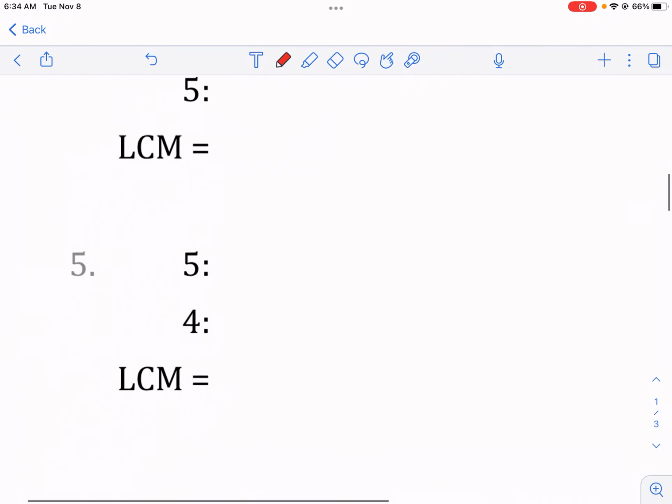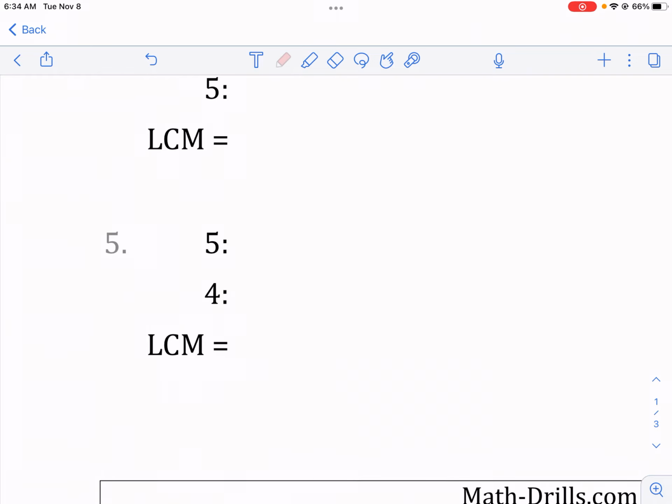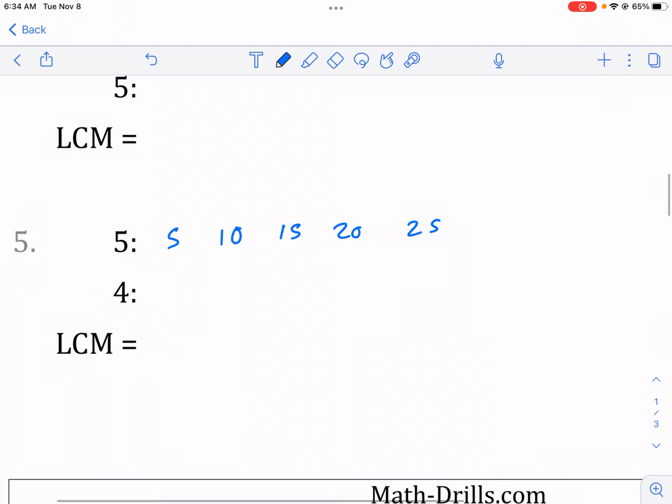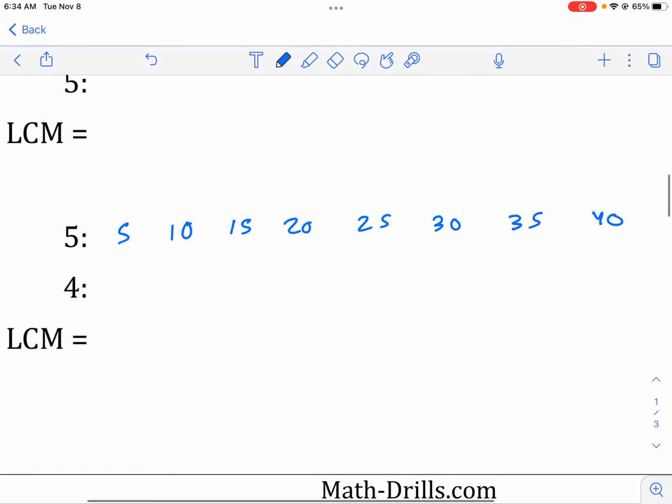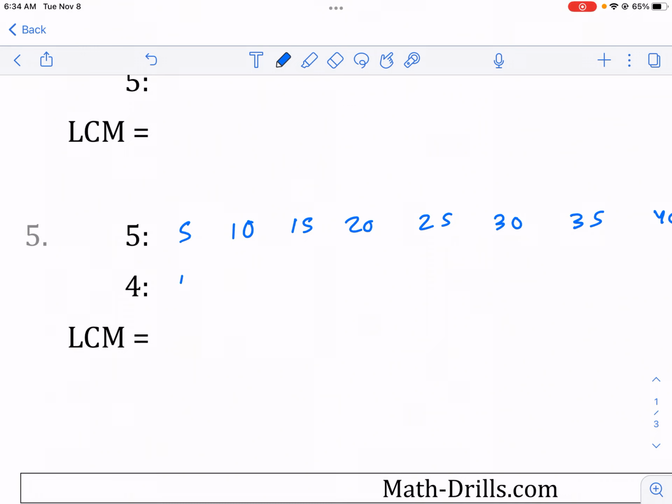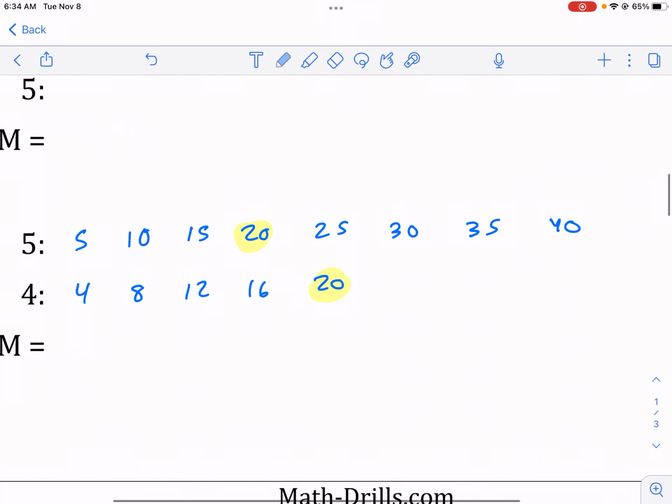I want to go over another example, number 5. I'm not going to do all these problems, but I'm going to do most of them. 5 is pretty easy. We got 5, 10, 15, 20. And I'm going to go up a little bit higher than I need to, but I want to prove a point. 40. Then we have 4. 4 is 4, 8, 12, 16, 20. And as soon as you get to 20, you're going to notice that we have a common multiple between 5 and 4 right there. However, I want to show you something.